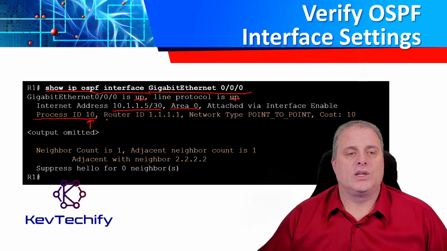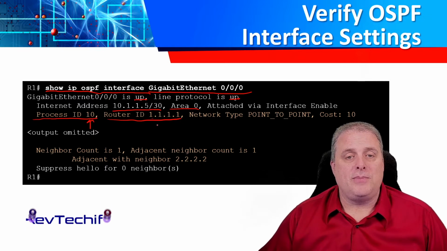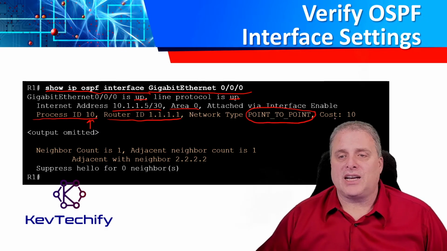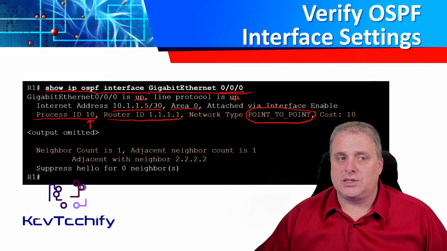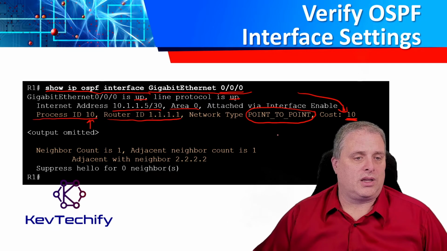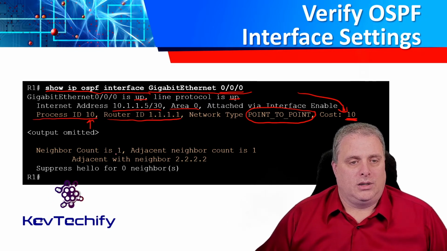Our router ID, once again, is 1.1.1.1. We've explicitly manually set that up, and we are in a point-to-point phase for our OSPF, and the connection of the network that is connected to this interface we're looking at. So we are looking at, once again, gig 0/0/0 on R10. The cost here for calculating our metric for OSPF is 10. We can also see that we have a neighbor count of 1.